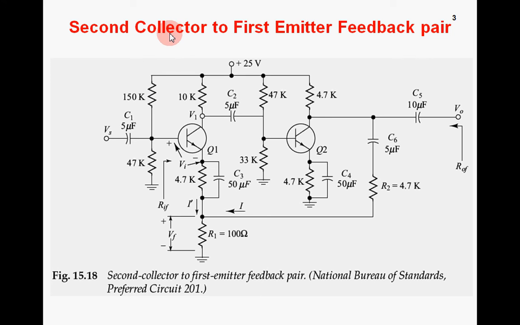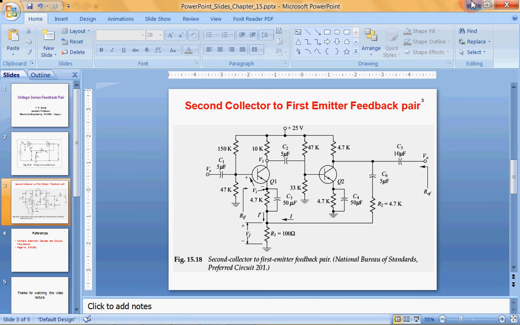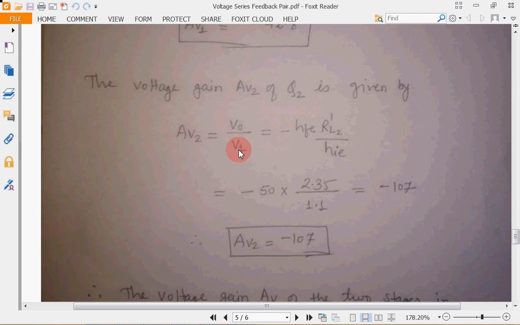For the second stage, output voltage is V0 and the input voltage is V1. Therefore, what will be the gain of second stage? It will be V0 divided by V1. So V0 by V1 is equal to minus HFE, that is forward current gain, times the load resistance RL2 prime divided by HIE. So put the values of all these three parameters, you will get minus 107. So the gain of second stage is minus 107.